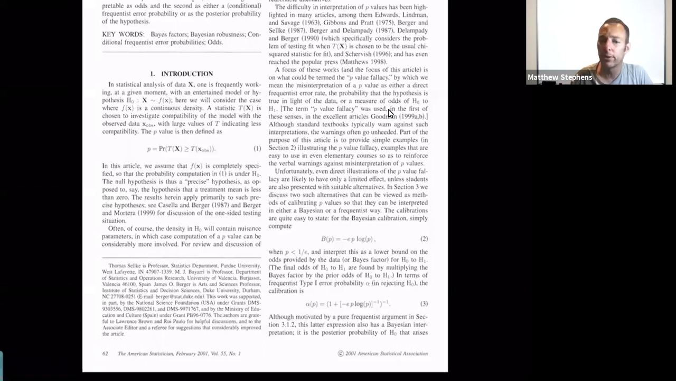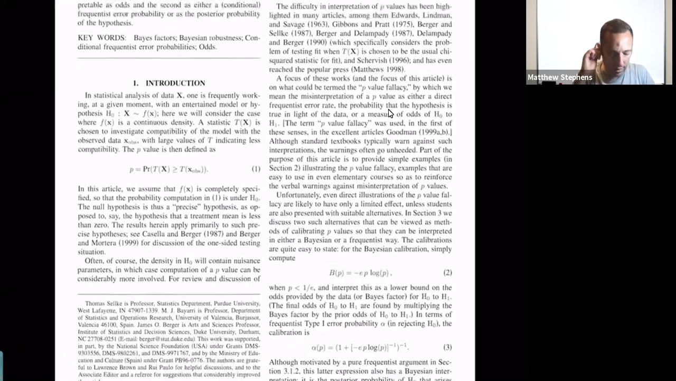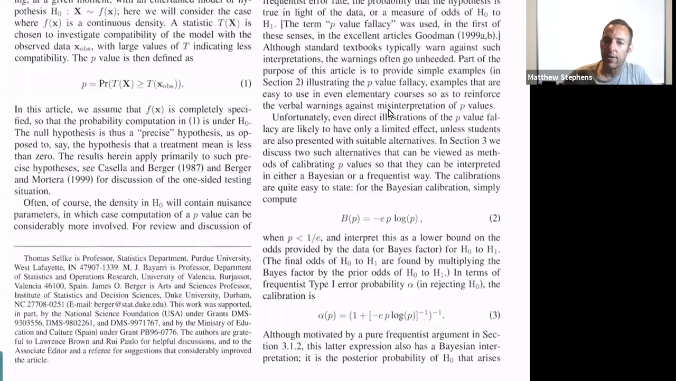And of course, there are some assumptions that you need to make, but under a broad set of assumptions, essentially the conclusion here is that you can bound how strong the evidence is against the null, and this is kind of their bottom line here: the Bayes factor against the null is never any stronger than this expression here, negative e p log p.